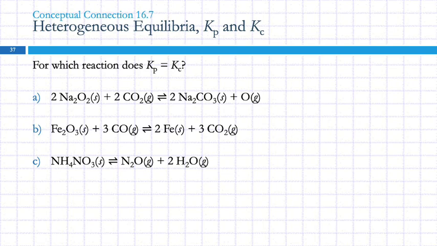So here we have heterogeneous equilibria. We have solids and gases together. Which one of these is going to have Kp equal to Kc? I have a vote for B. Yeah. We're looking for equal moles of gases on each side. And so that's this one. So that doesn't count. There's 3 moles of gas. This doesn't count. 3 moles of gas. Okay?